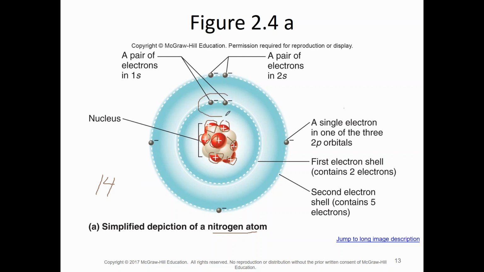And again, there's the first 2 on the first shell. And they are in the what orbital? They are both in the 1s orbital. Correct. And then out here in the second shell, we have 2 electrons both packed into the what orbital? That's right, the 2s orbital.